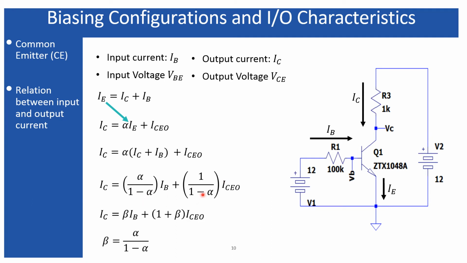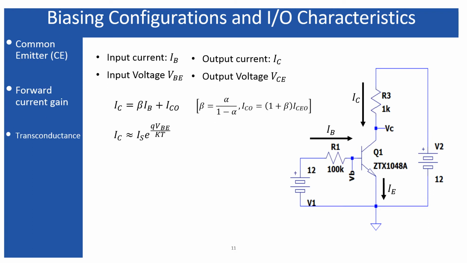Now here, generally this model is used to define alpha divided by 1 minus alpha in terms of beta. If you define beta as alpha by 1 minus alpha, then 1 minus alpha will automatically become 1 plus beta. So beta is equal to alpha by 1 minus alpha. This is the key relation for the common emitter, where the output current is related to the input current. And this is ICEO, this current you already know, that is due to the current in the reverse bias region for the forward active mode, collector to base junction.